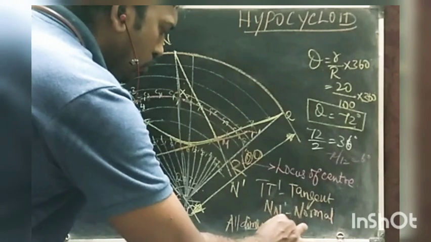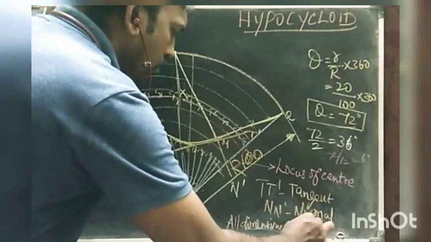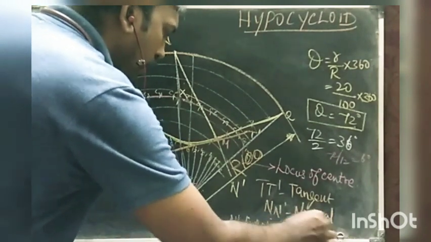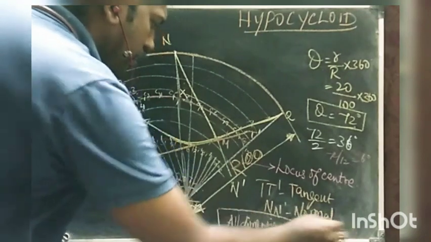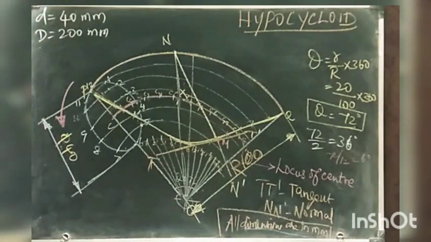So this is the end of this hypocycloid curve. And we have also drawn a tangent and normal at any point on the curve.